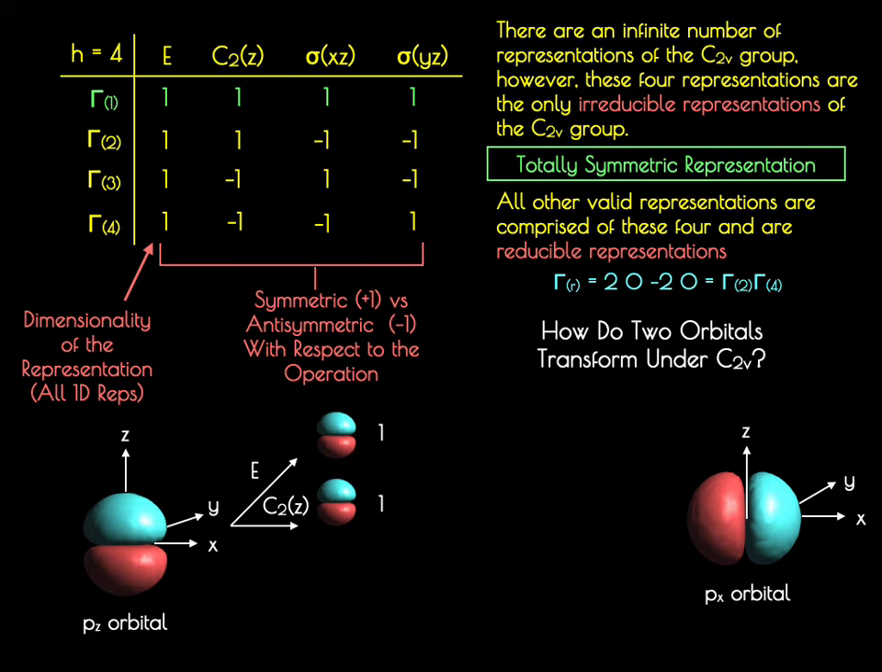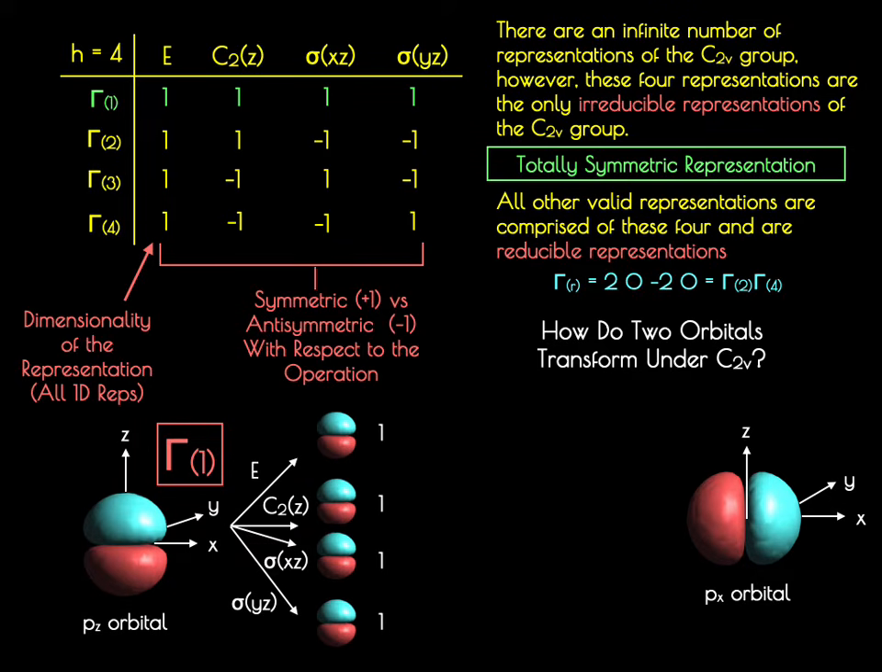You do a sigma xz, it stays the same. We give that a character of 1. You do a sigma yz, it stays the same. We give that a character of 1 also. So with respect to each one of these operations, the orbital is symmetric. Those 4 characters correspond to a representation of the C2v point group. In this case, it's that first totally symmetric representation, the gamma 1.